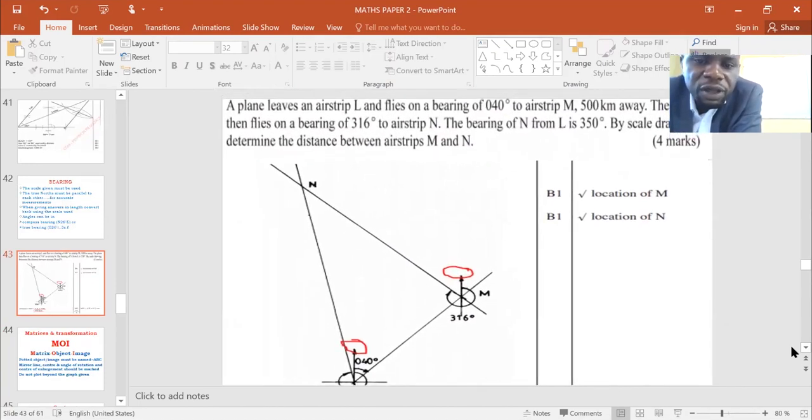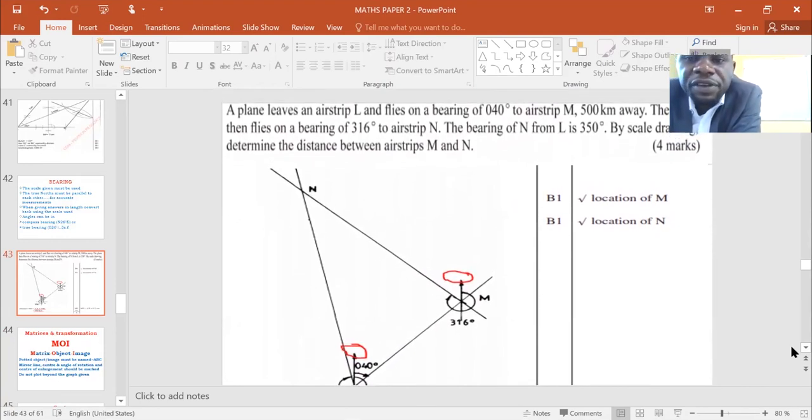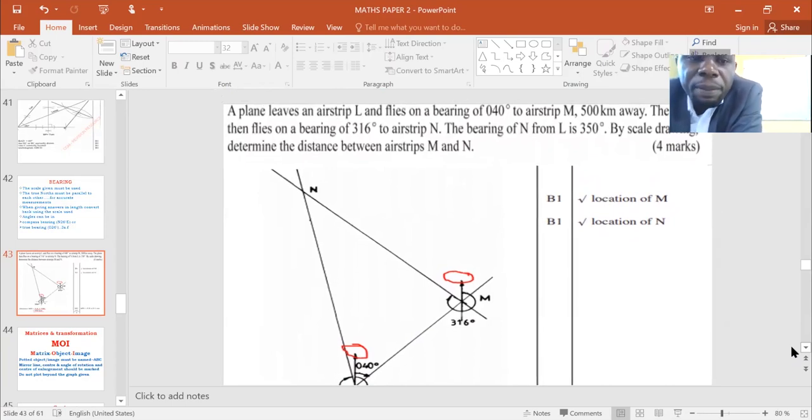I picked this particular question that was set in 2014. A plane leaves an airport L and flies on a bearing of 040 to an airstrip M, 500 kilometers away. The plane then flies on a bearing of 316 to an airstrip N. The bearing of N from L is 350 degrees. By scale drawing, determine the distance between the airstrips M and N.